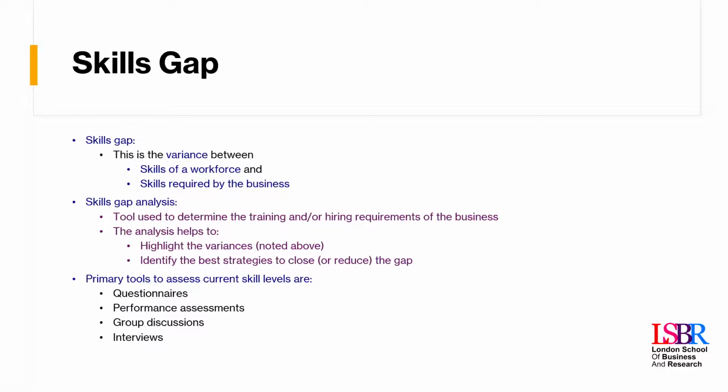So that's an example of what's called a skills gap. You don't have the skills to be able to cope. So what do you do? Well, to identify those skills, you would use a tool that's used to determine the training and/or hiring requirements of the business, to identify what we need to bring in, what resources we require to develop. You can bring in what's called primary tools, such as questionnaires, performance assessments, group discussions, interviews. These are all good things to bring in.